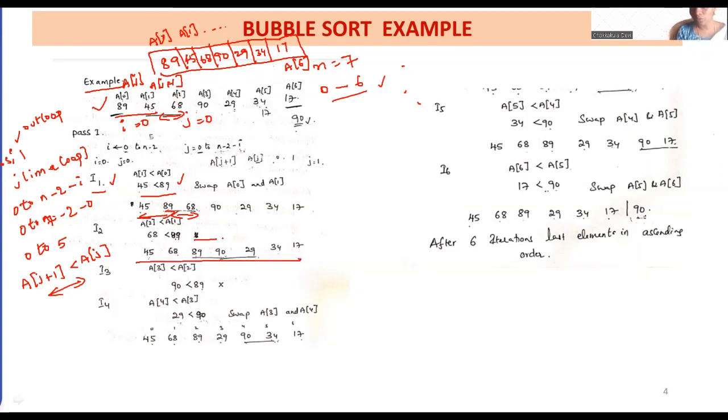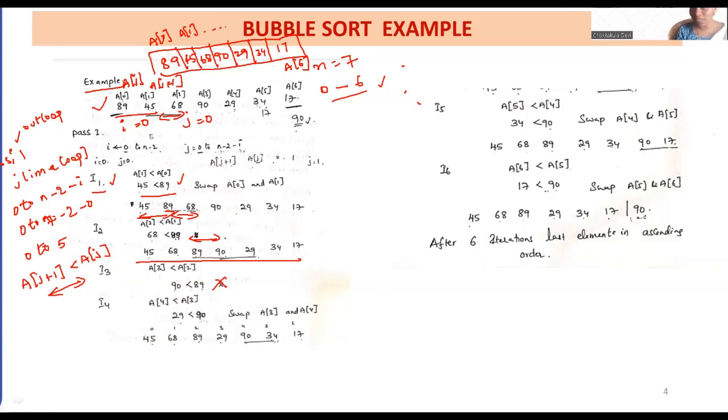And after that, we need to compare these two elements. So 89 and 90. 90 is not less than 89. The condition failed. So we cannot swap. So the list remains the same. See here, after this iteration, the list will be the same.